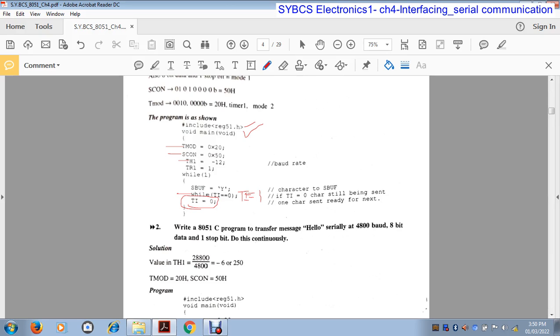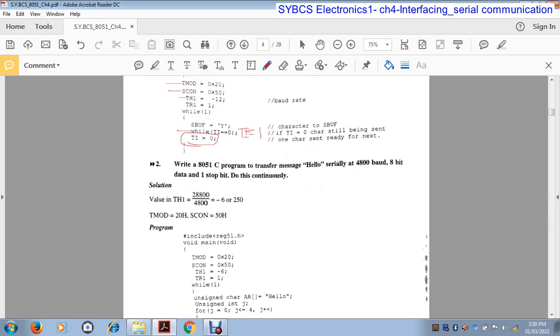So one character is sent, ready for the next character. This information indicates that one character is sent, and then the transmitter is ready for sending the next character. Okay, so this is the 8051 C program for transmitting the information.